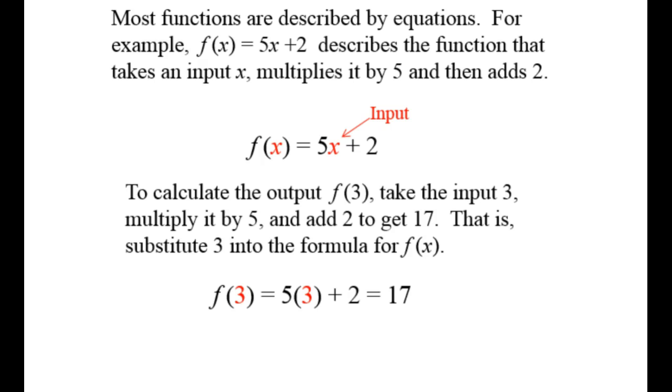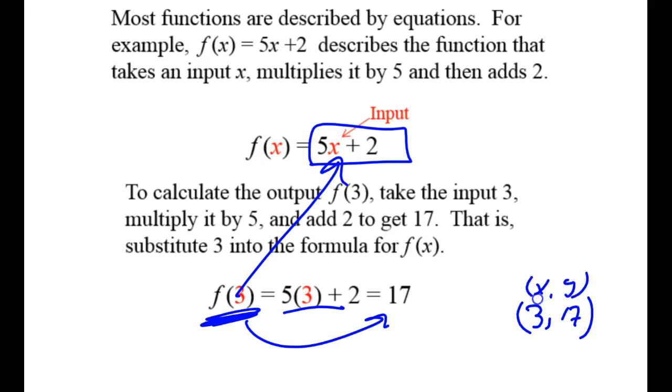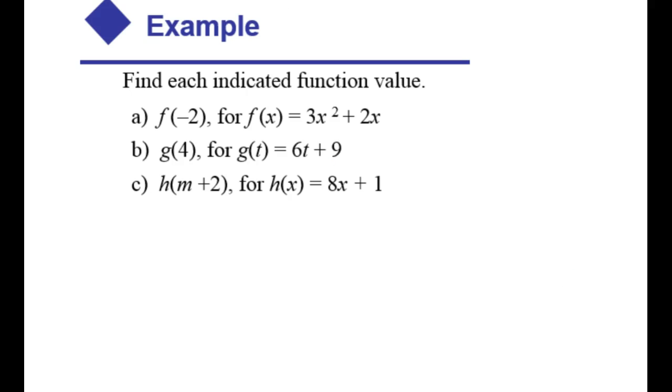So x is my input, and then the output would be f at 3. The output in this case would be 17. So if I have a function 5x plus 2, I put in a 3 for x. I'll get 5 times 3 plus 2, and I get 17. And that's an ordered pair. So (3, 17) is my x, y ordered pair, and I can plot that point.